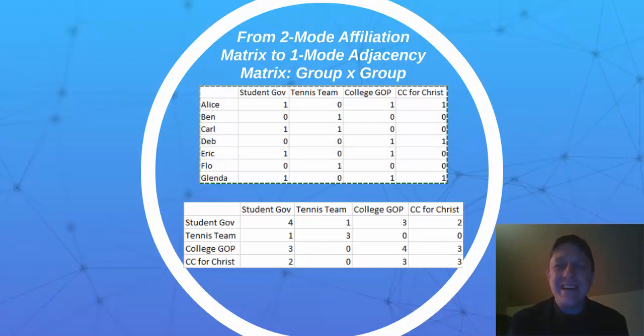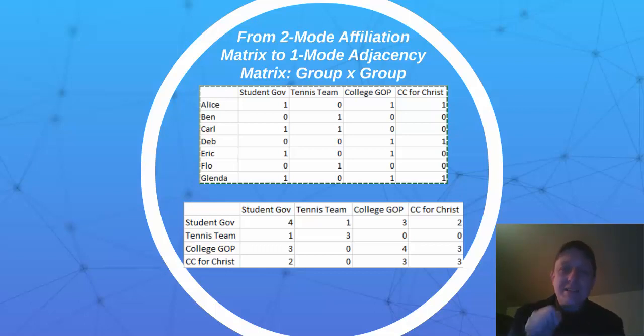So what that means is that if the college GOP has somebody do a leadership challenge, they're much more likely to go the way that the Campus Crusade for Christ does, and much less likely to go the way that the tennis team does. How do you represent that?